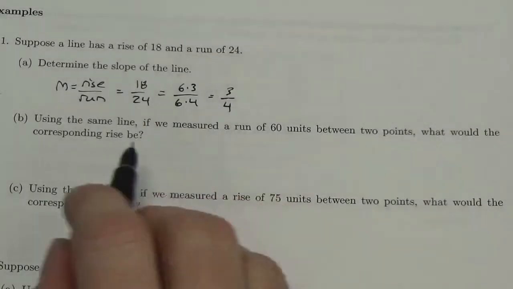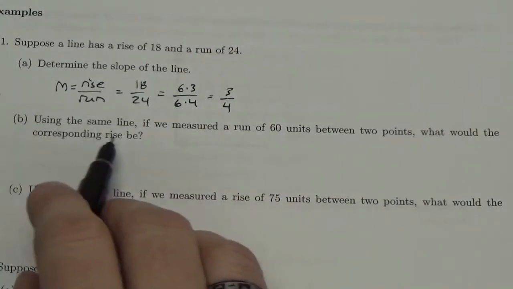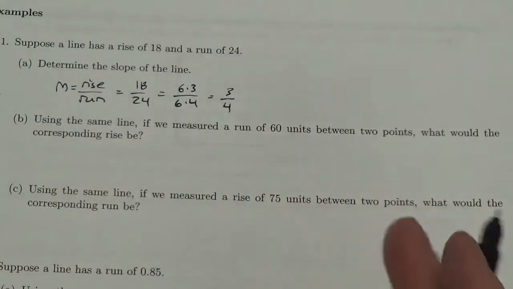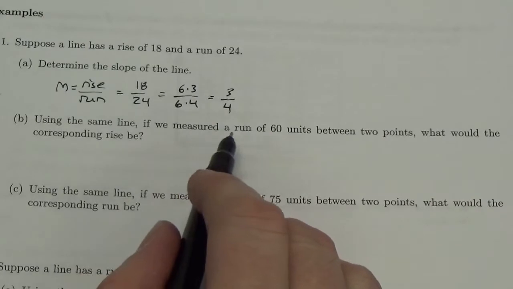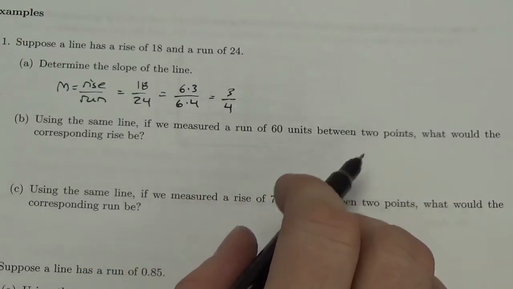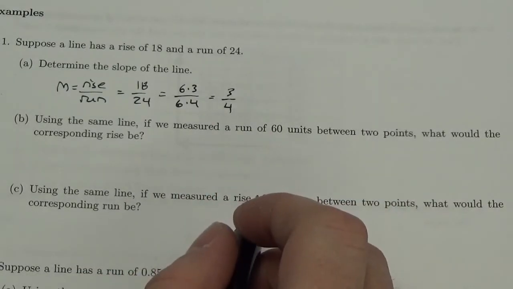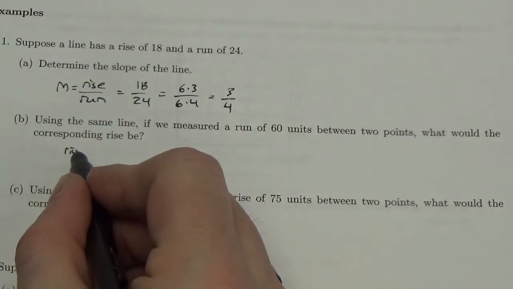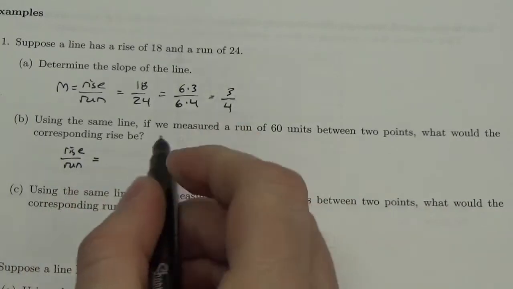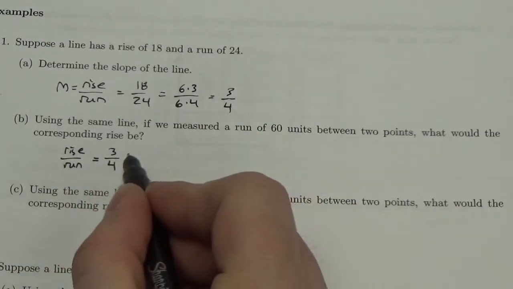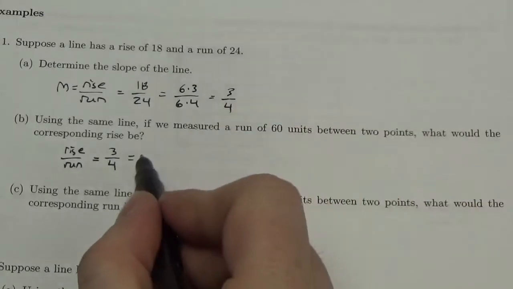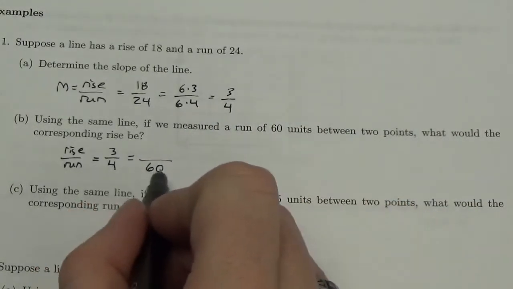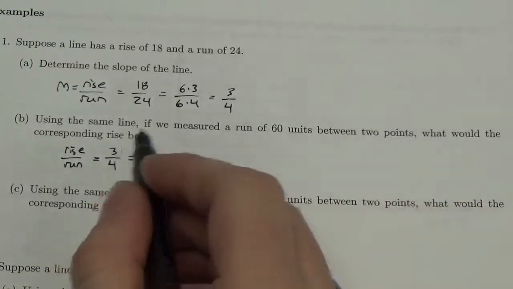Now, I can use that because, look at the next question here. It says, using the same line, and as soon as I say using the same line, what I mean is the slope stays the same. It's this constant slope here. If we measure a run of 60 units between 2 points, what would the corresponding rise be? Well, again, I know that the slope is rise over run. In this particular case, I know that that's supposed to be 3 over 4. But I also know I've got a run of 60 here, so I can put that at the bottom, and it says what would the corresponding rise be?